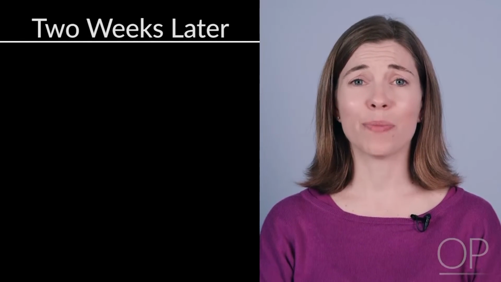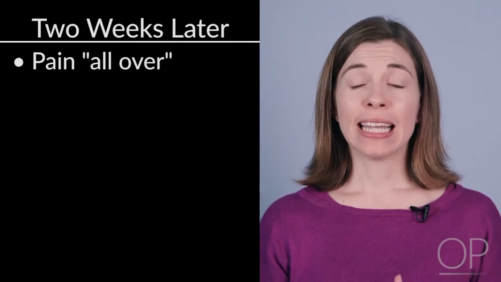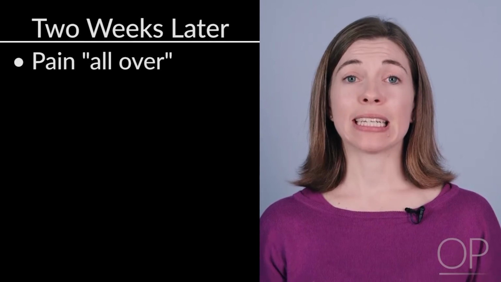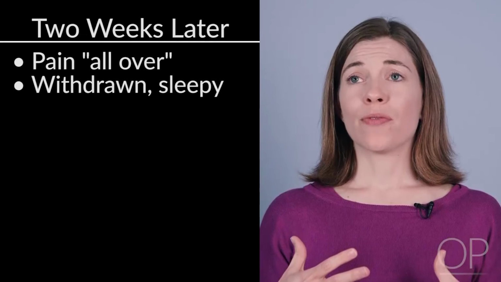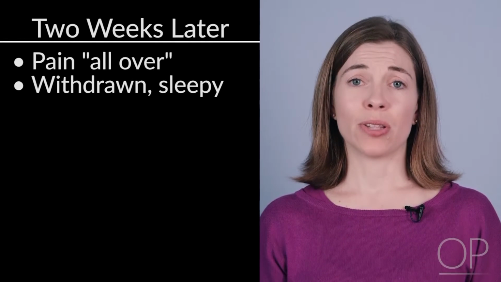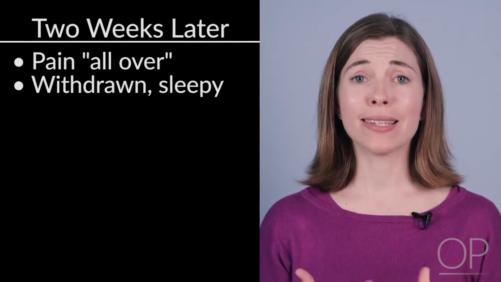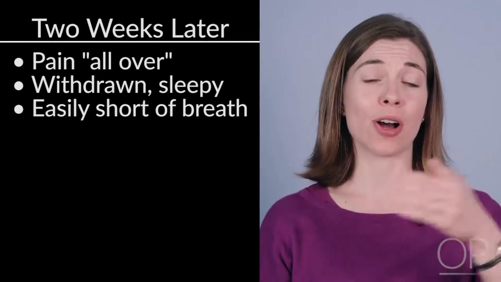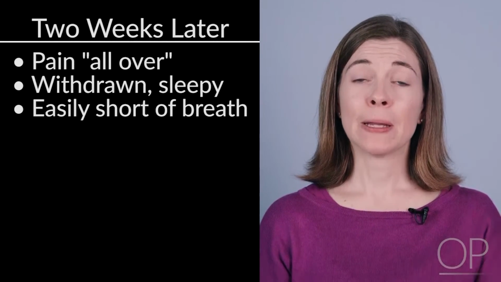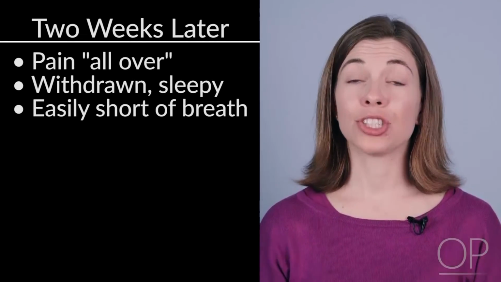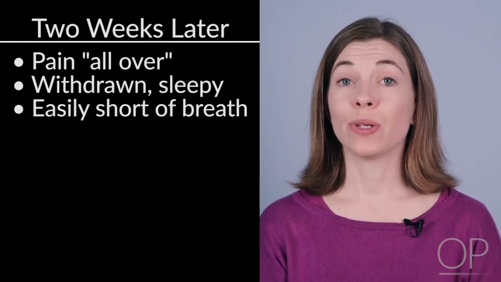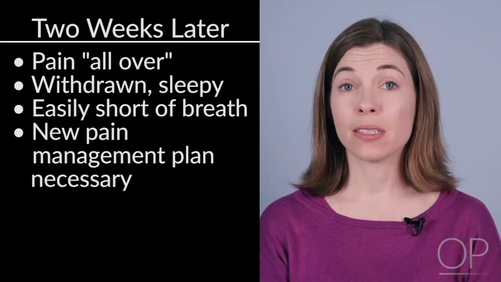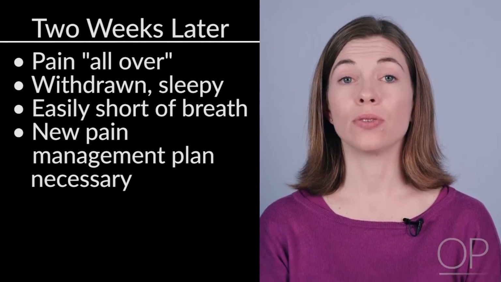Ethan has been doing well at home, and he returns to the office now complaining of pain all over. He can't get out of bed. His mother had to carry him into the office. At home, he's become withdrawn from his family. All he wants to do is sleep all day. And when he does get out of bed, he gets out of breath just walking down the hall to the bathroom. This is a distinct change from the Ethan we saw two weeks ago, and we really need to come up with a new plan to deal with these new symptoms and this new crisis.